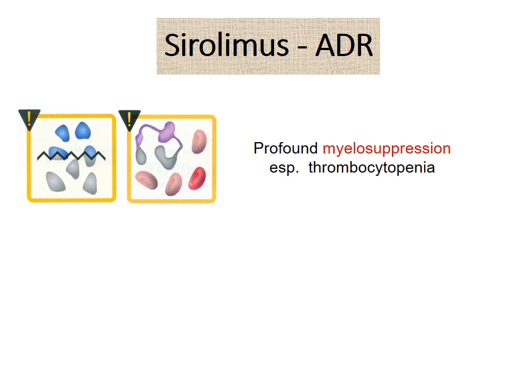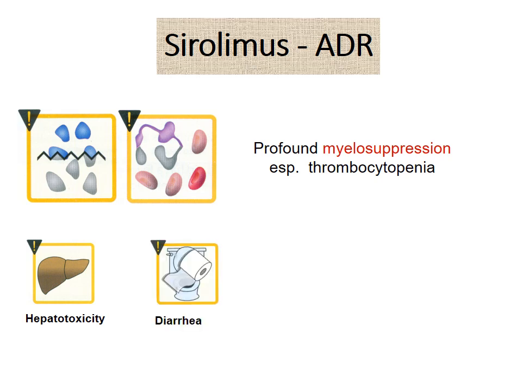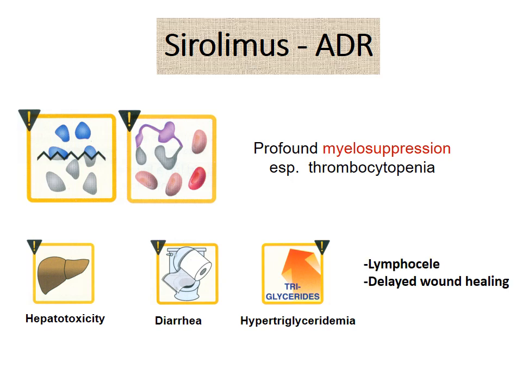Adverse effects of sirolimus. An important and specific side effect of sirolimus is myelosuppression, which includes anemia, leukopenia, and thrombocytopenia. Other side effects are hepatotoxicity, diarrhea, and dose-dependent increase in cholesterol and triglyceride levels. Lymphocele, a surgical complication of renal transplantation, is increased with the use of sirolimus. As mTOR inhibitors are anti-proliferative drugs, they delay the healing of wounds.